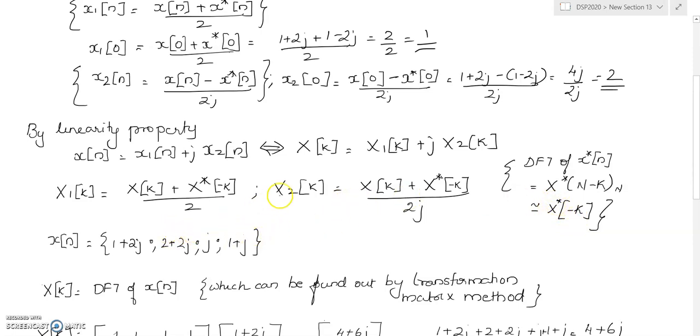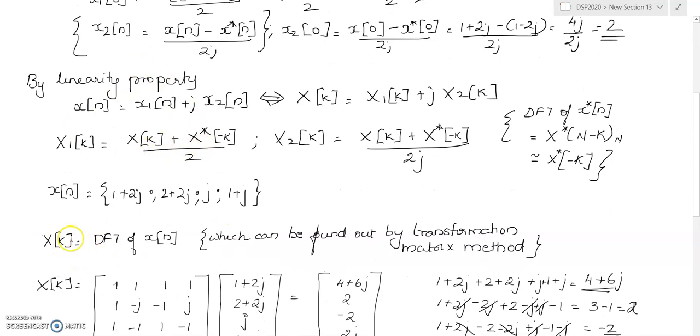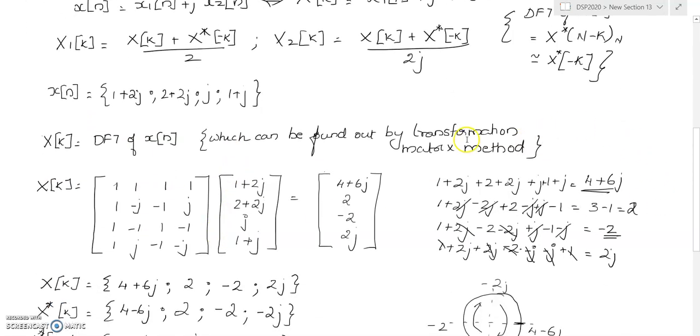So based on our assumptions of the sequences x1 of n and x2 of n, we can write x of n as 1 plus 2j, 2 plus 2j, and 1 plus j. These are the 4 terms of x of n. Now we need to find out the DFT. To get along with this topic, we need to find out x of k, which is the DFT of x of n, and that can be found using the transformation matrix method, which we have done over here.